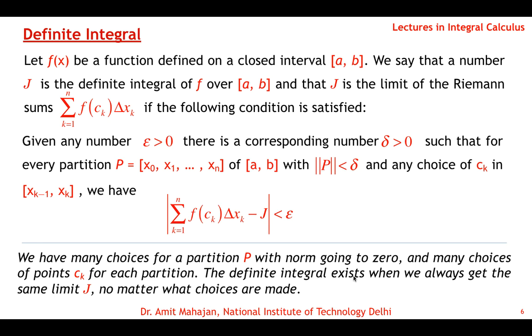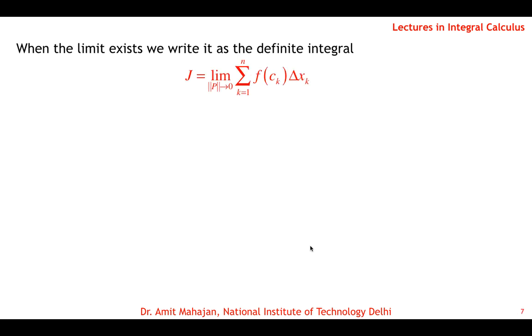The definite integral will exist when we always get the same limit J. If we get this value as a unique value, no matter what choices are made for the partition and for the points ck in the partition, then because the limit exists, we can write this definition that J will be the limit of the Riemann sum, and the limit is norm P going to 0.